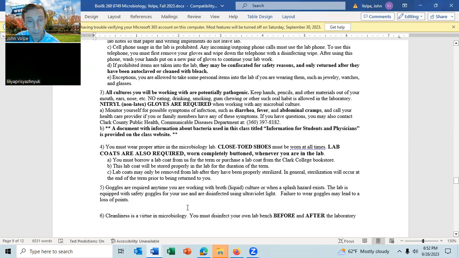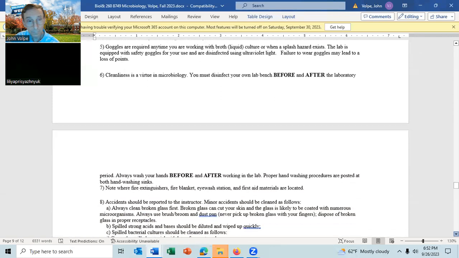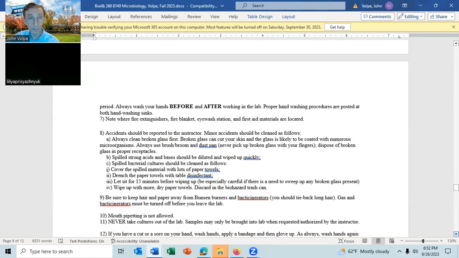Cleanliness is a virtue in microbiology, so you must disinfect your lab bench before beginning any work and after you're done with your laboratory work. You should also wash your hands before and after you do your lab work. You should note where the fire extinguishers, fire blanket, eye wash station, and first aid materials are located. We will just talk about them in this coming lab. Obviously, we won't be in the lab, so you don't need to know where they are. Any accidents should be reported to your instructor.